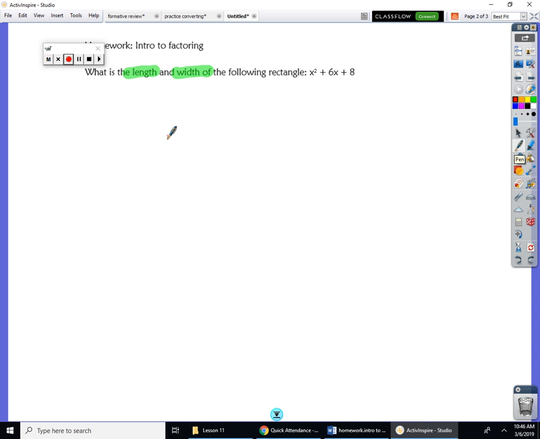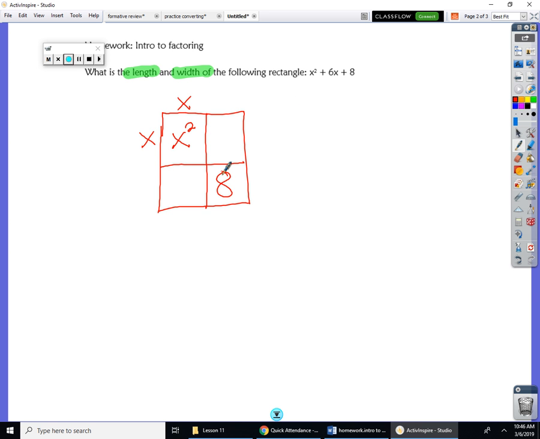So what we know about this, if I build my rectangle, I know that I still have my x squared here, which would be my x and my x, and I have 8 down here. I have 8 ones. We have lots of options for the x's. So to get 6, we know we add them together. So 1 plus 5 is 6, 2 plus 4 is 6, 3 plus 3 is 6.